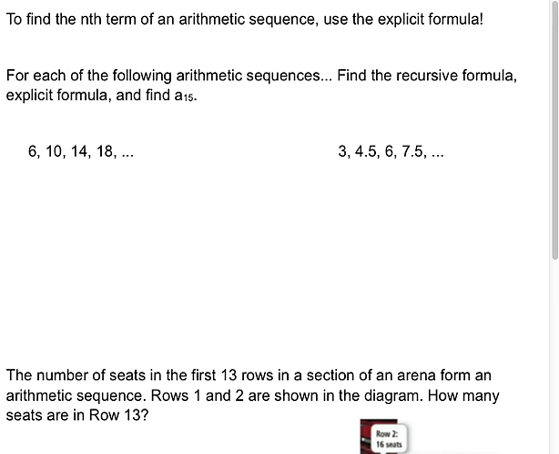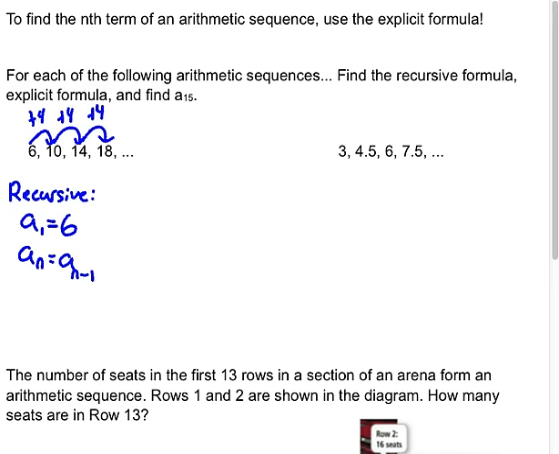So now for each of these, I'm going to find a recursive formula, an explicit formula, and we're going to find A of 15 together. So recursive. Remember, I always give my starting point. So I give my 6, and now I need to write what I am doing from my previous term. Well, in this case, between terms, I'm adding 4 each time. So I take my previous term and I simply add 4 to it. So there's my recursive definition.